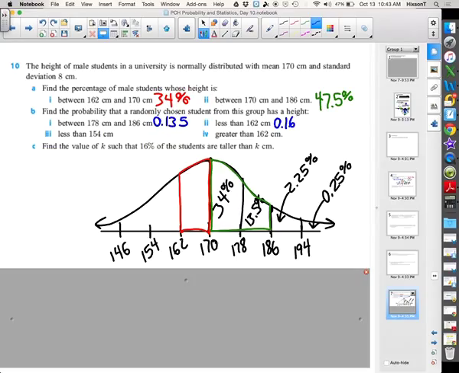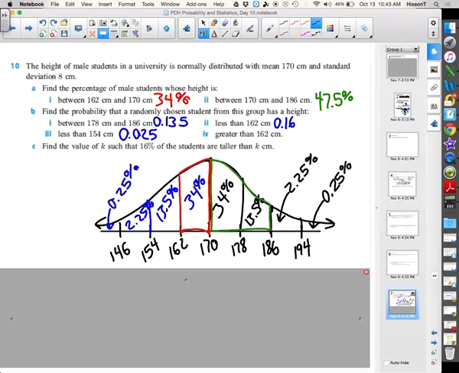How about less than 154? What is it? 0.025. Okay. 0.025. All right. If you remember, we had 34%. Okay. This is 13.5%. This was 2.25%. And this is 0.25%. Okay, so below 154 is 2 1/4 plus another quarter, so 2.5%.